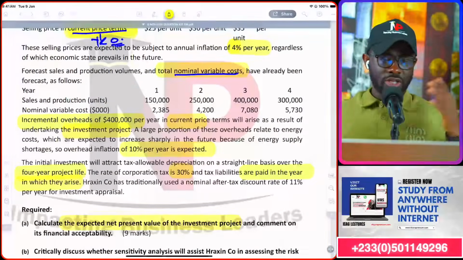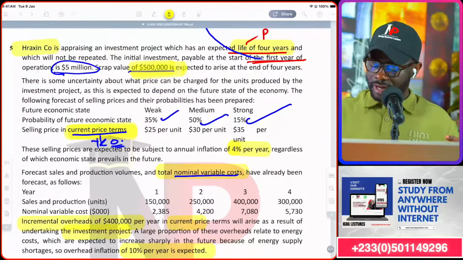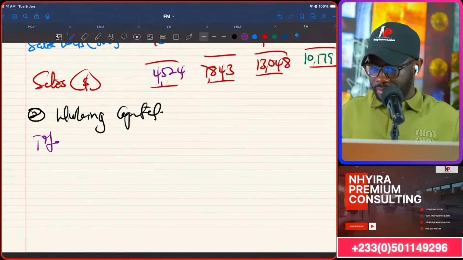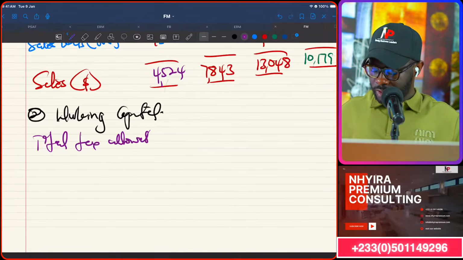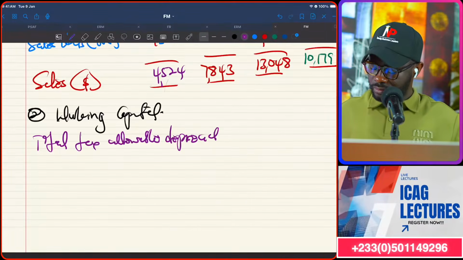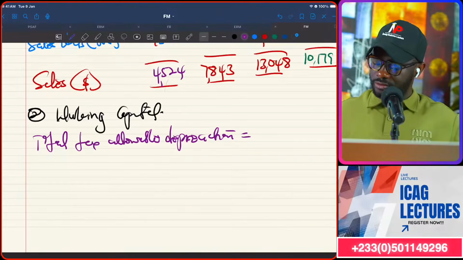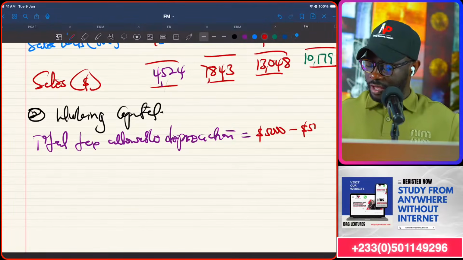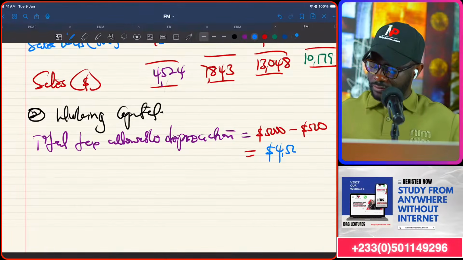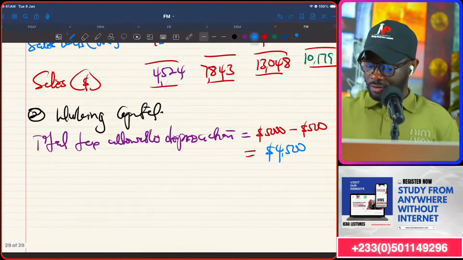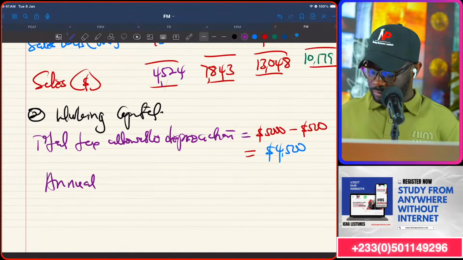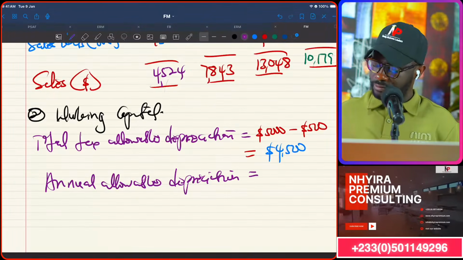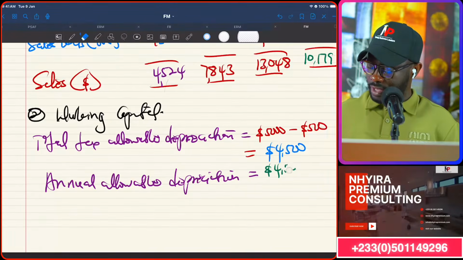If we check, because it's on a straight line basis, there is a scrap value of 500,000. The asset costs 4.2 million. So we bring the total tax allowable depreciation, which will be the 5 million minus the scrap value. So 5,000 minus the scrap value of 500, we'll have 4,500. Now it's on a straight line basis, so the annual allowable depreciation will then be this figure divided by 5, because that's over 5 years. So 4,500 divided by 5.